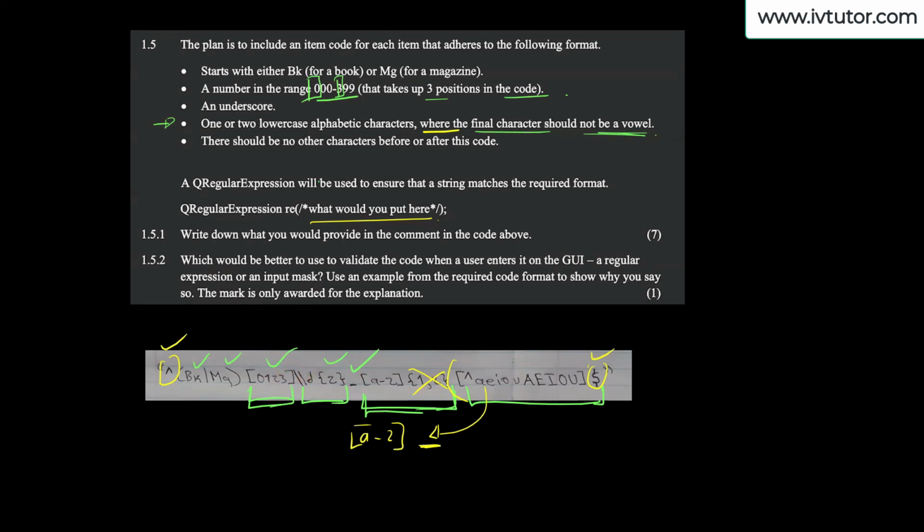Like in this case where you want to start with MK or BK, what are you going to do? You're going to have AA, that's all you can do. You cannot go BK or MG. It's just 2 alphabetic characters, all lowercase. Then you've got 3 numbers, which means you're going to go with 999. And then you've got 2 lowercase characters.